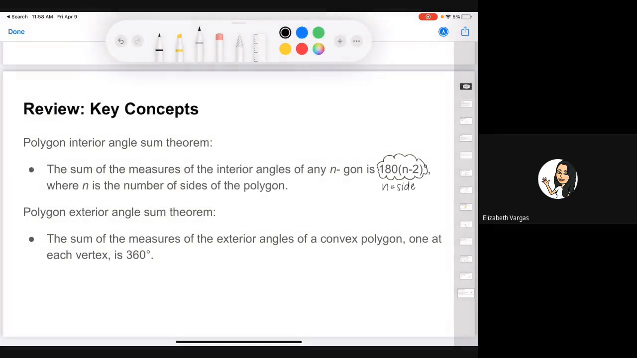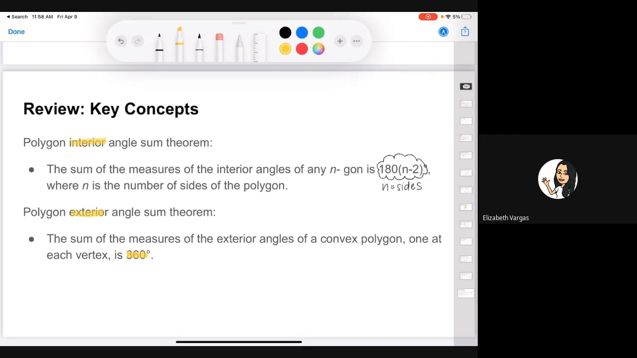And what you'll get is an output, which tells you the sum of all your interior angles. And so you can use that information to solve for the interior angles of a regular polygon, or you can find the missing angle of a polygon that's not a regular polygon. And then we learned the polygon exterior angle sum theorem that basically says the exterior angles of all convex polygons add together to give you 360 degrees.